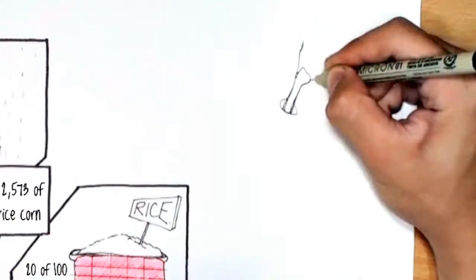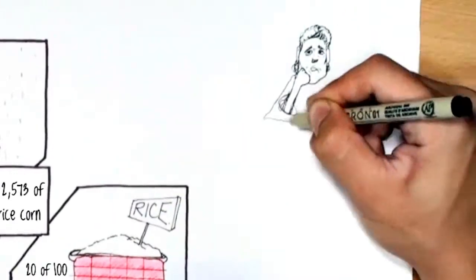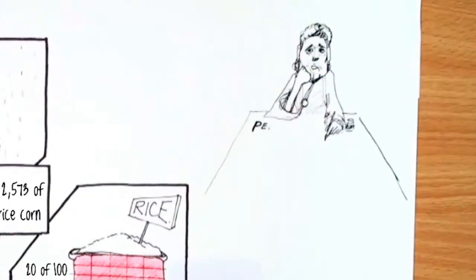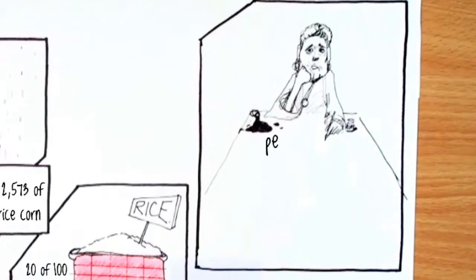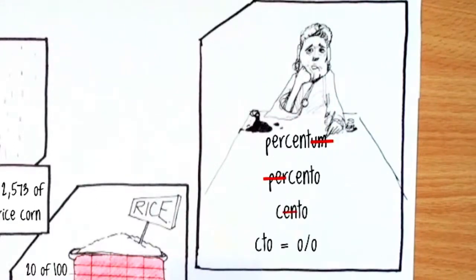In fact, the sign percent came after people started to be too lazy to write per centum, and instead changed it to per cento, and then eliminated everything but the CTO.